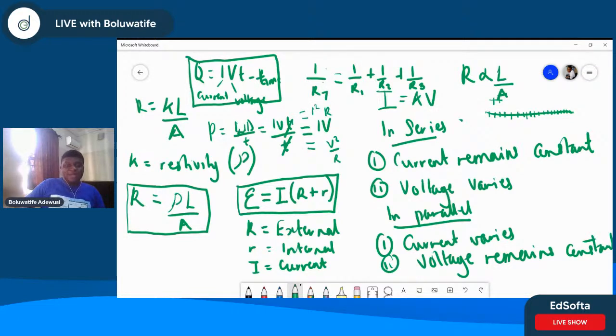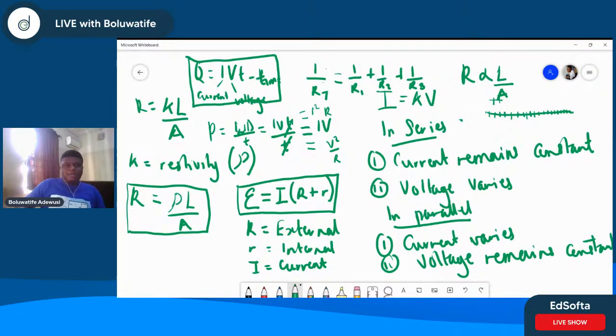So how did they get these formulas? They got these formulas by just manipulating these things. For example, V is equal to what? IR, right? If V is equal to IR, if I substitute IR here, what do I get? I get I times IR. So what that gives me is I squared R. Do you understand?